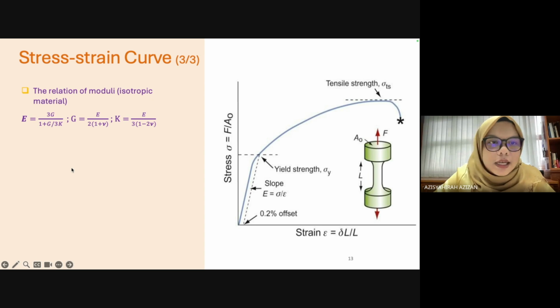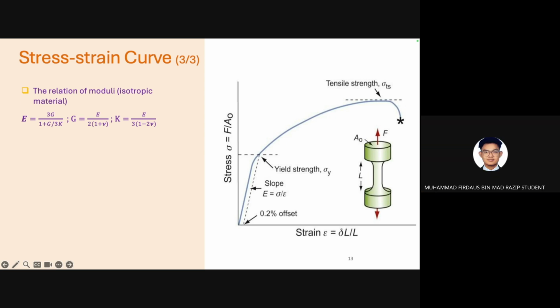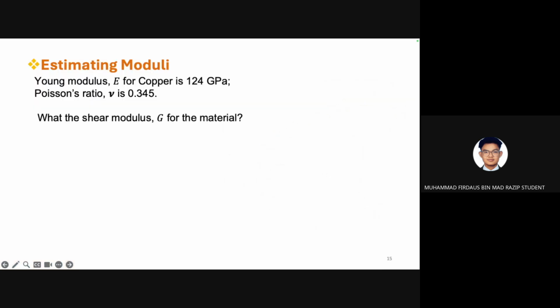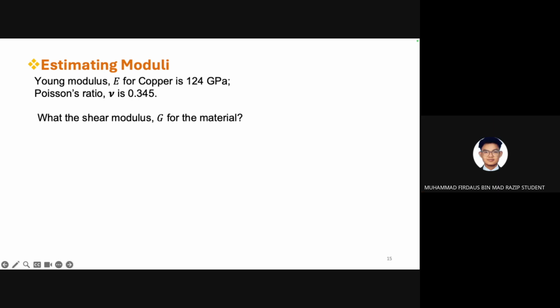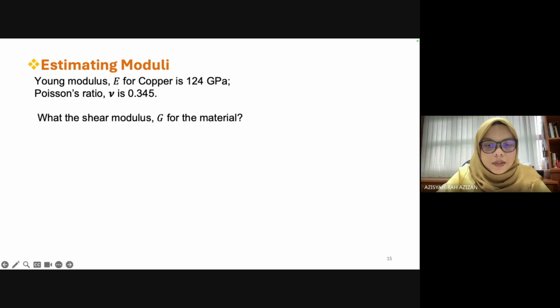So is there any answer for the question? Come on. 46 gigapascal. Okay, 46 gigapascal, right? 46.1 gigapascal. It's straightforward. Just substitute the value in the equation and you get the answer.